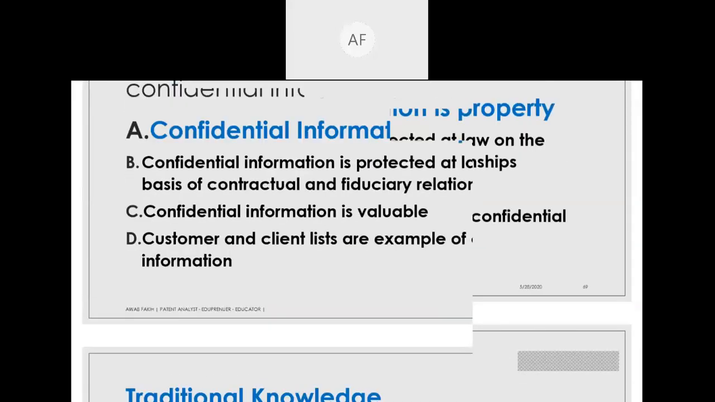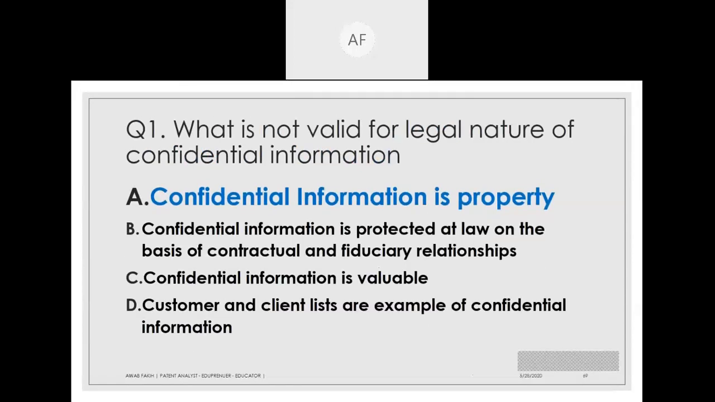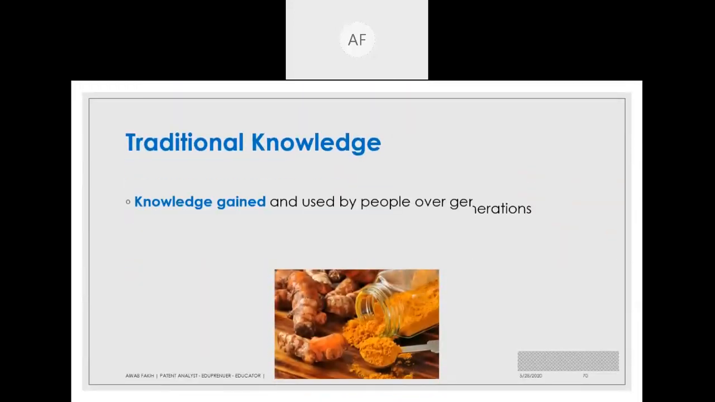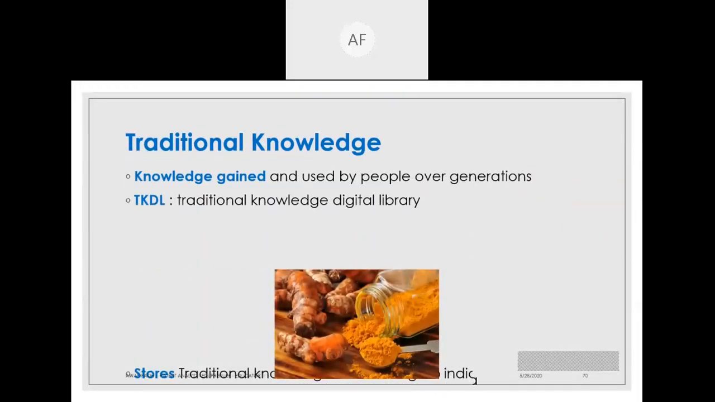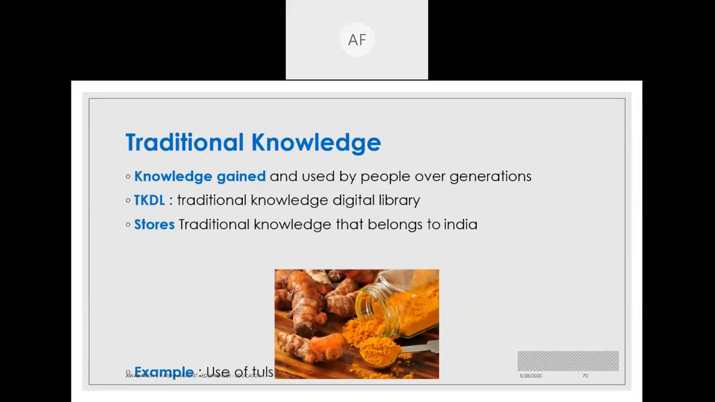The answer was: the confidential information is property. Since we are saying there are no rules, no act when you talk about trade secrets, that means it cannot be registered. It is not a property then. We cannot say it is a confidential property, right? So it cannot be termed as a property. That is an invalid statement.